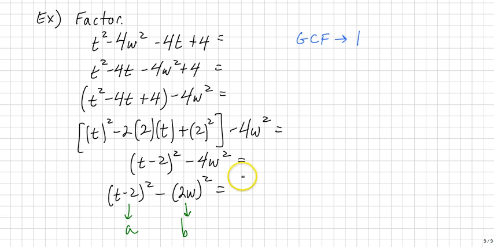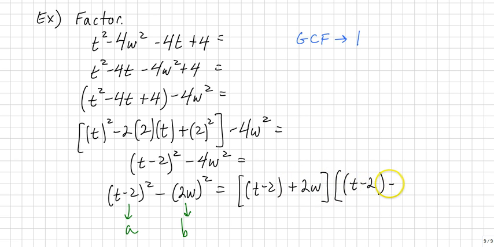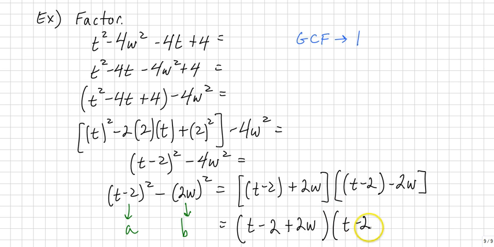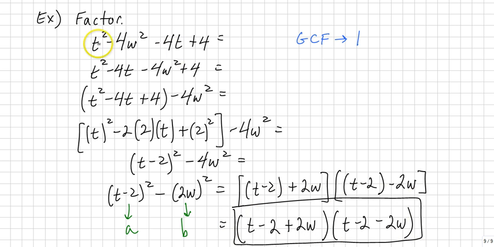So we know this factors into a plus b times a minus b, which we don't need all the brackets, I suppose. We could write it as t minus 2 plus 2w, and then t minus 2 minus 2w. So that would be how we would factor that original polynomial.